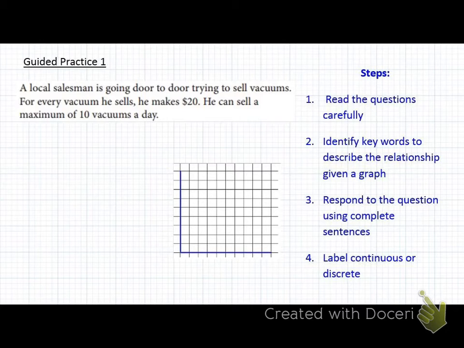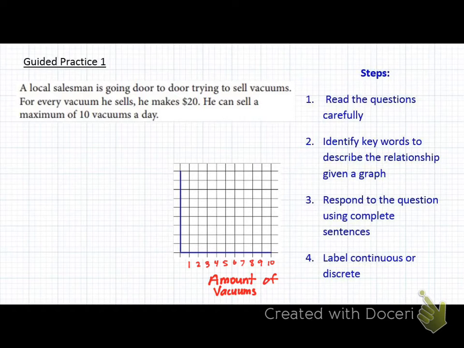Doing this one together. Okay. So we're going to put on the x-axis the amount of vacuums. Okay. So how many total vacuums can this person sell a day? 10, right? So we're going to just write the numbers 1 through 10, going by ones. All right, so we're all doing this in our notes, writing down the graph, numbers 1 through 10.